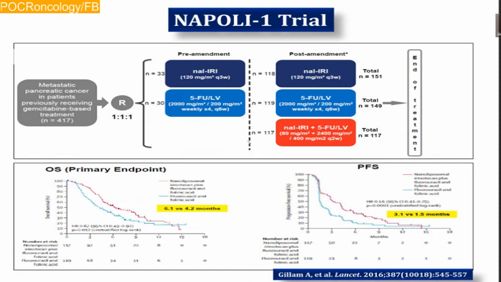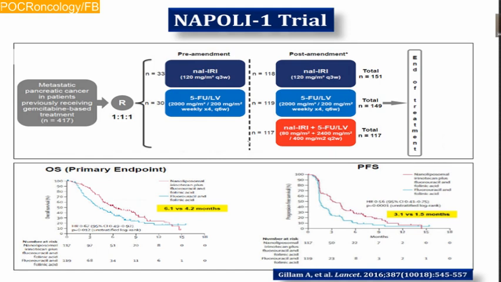Now, the NAPOLI trial: when they looked at irinotecan in patients who progressed on gemcitabine, they started to give liposomal irinotecan or 5-FU leucovorin, and they also included a 3-arm design, which again combined them together. And for the first time, we have a clear overall survival gain of 2 months, reaching 6.1 months with a very significant P value in overall survival, as well as almost doubling of the progression-free survival.